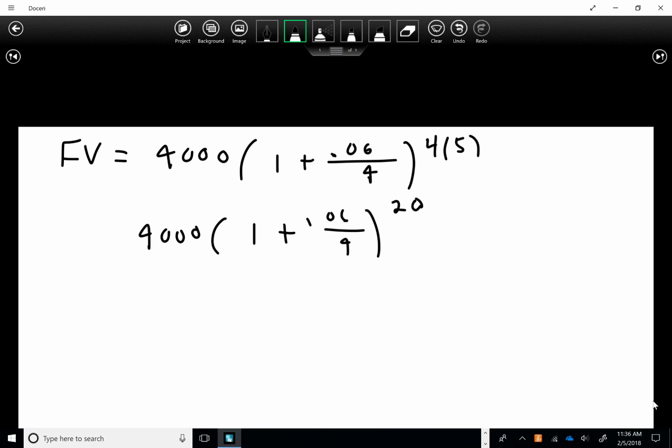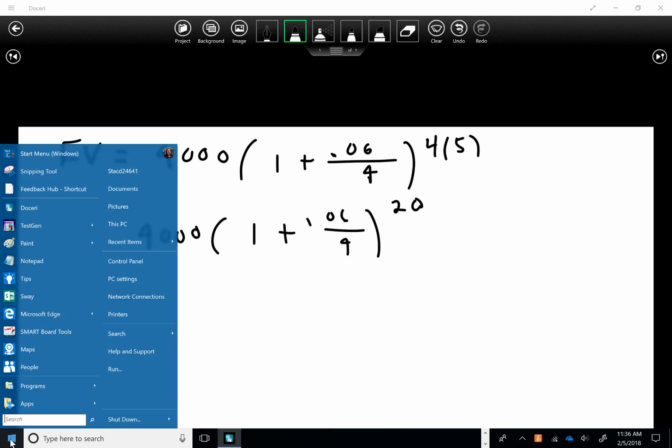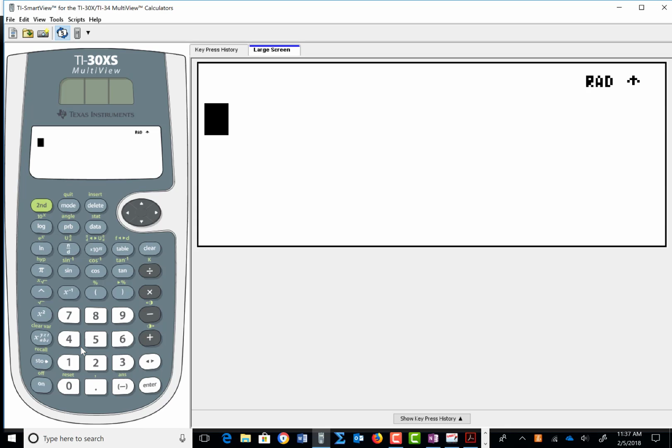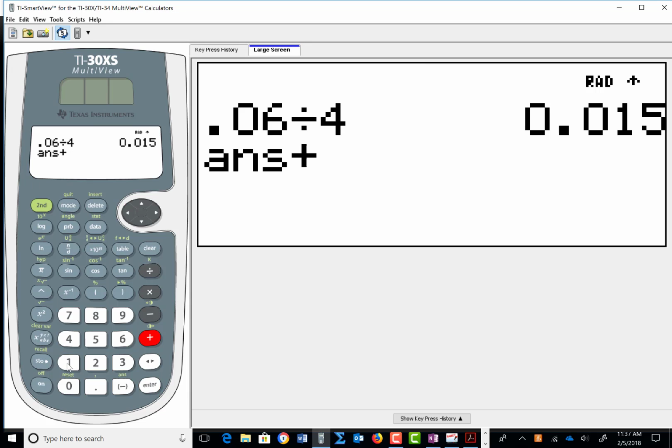Now, you have to be very careful when you do this on your calculator. So I'm going to pull up the calculator, and we're going to look at it so that you get the correct answer that you need. So let's take a look at the calculator, and what you're going to do is you're going to do the thing that's in parentheses first. So you're going to do 0.06 divided by 4 first, and then hit enter, and then plus 1, and it's raised to the 20th power.